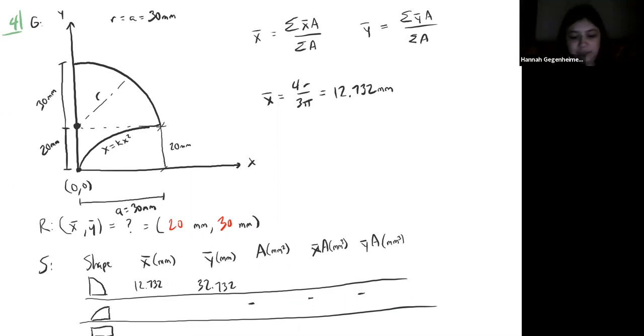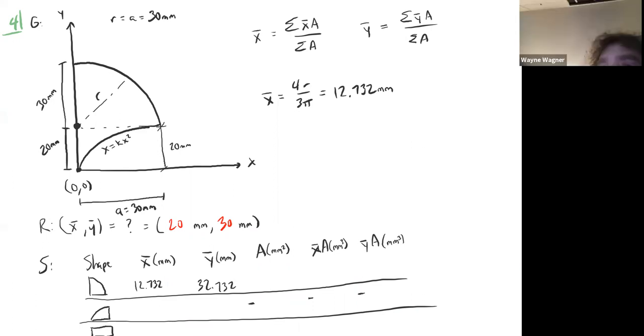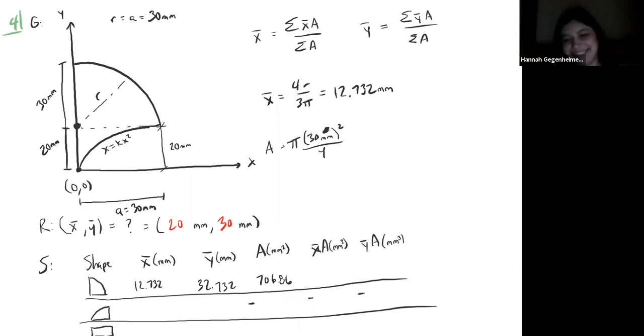What about the area of a quarter circle? That's pi r squared over 4. Okay, so we've got pi times what? 30 millimeters, squared, divided by 4. I'll use my calculator for that one. Pi times 900 divided by 4 equals 706.86. Now I'll just go ahead and multiply. You can see what we're doing here, right? Yeah.